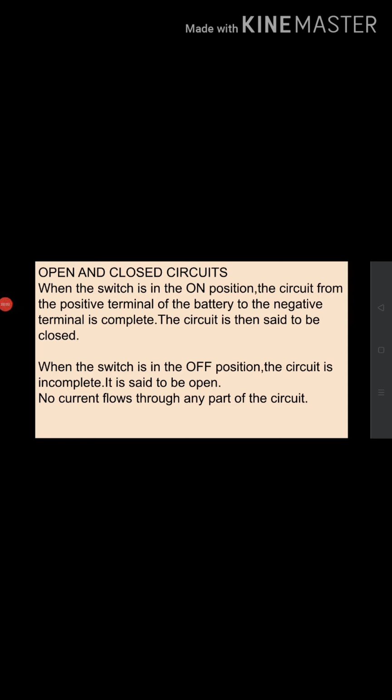Next is open and closed circuit. When the switch is in on position, the circuit from the positive terminal of the battery to the negative terminal is complete, then we can say that the circuit is closed. The switch should be in on position. When the switch is in the off position, the circuit is incomplete. It is said to be open circuit. That time no current flows through any part of the circuit.